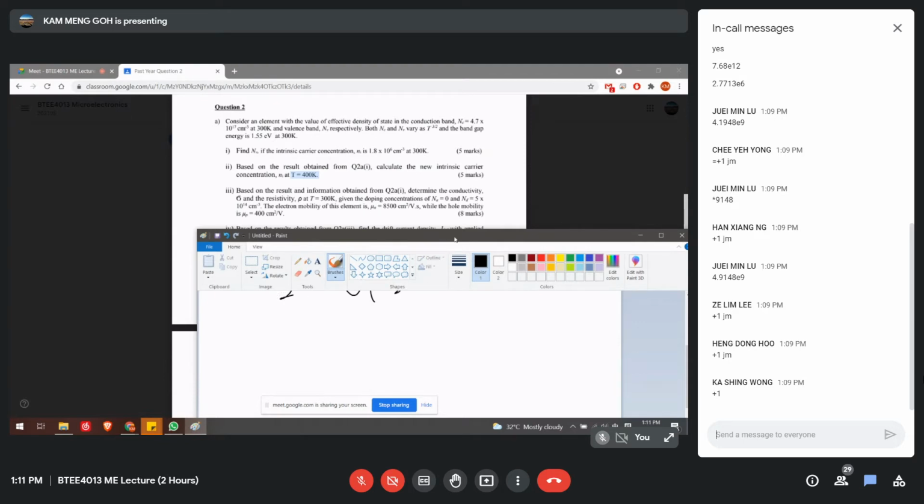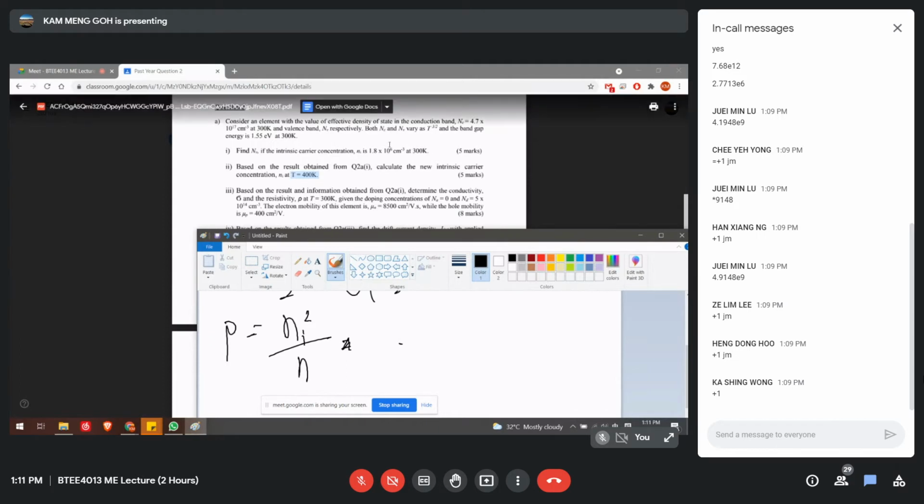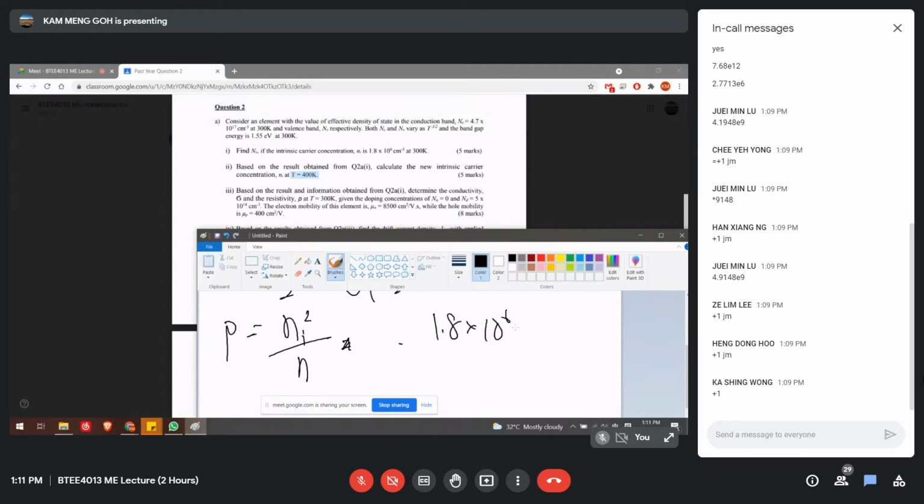And then you can see that this one, ND is more than NA. So you know that the n is the majority. Then your p will be NI squared divided by n. You can get the p value. After that, all you need to do is just replace every single value inside there. Based on the information, the Ni is 1.8 times 10 to the power 6.